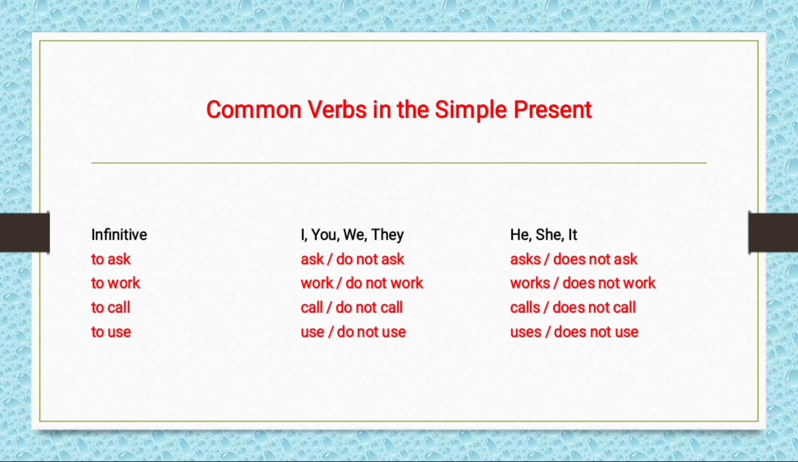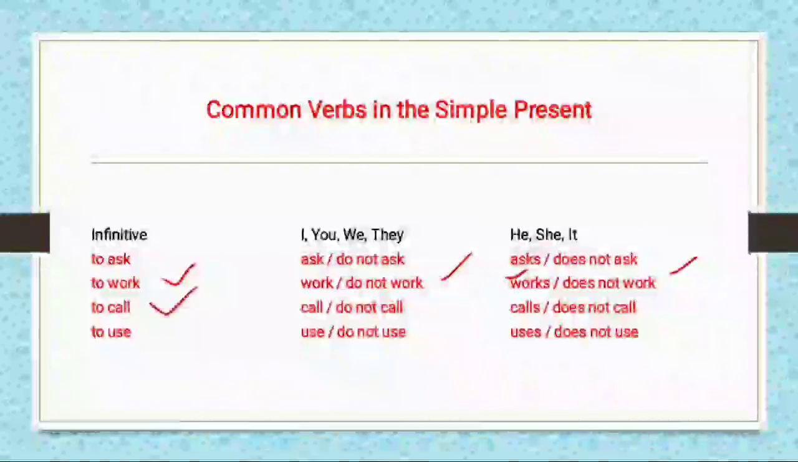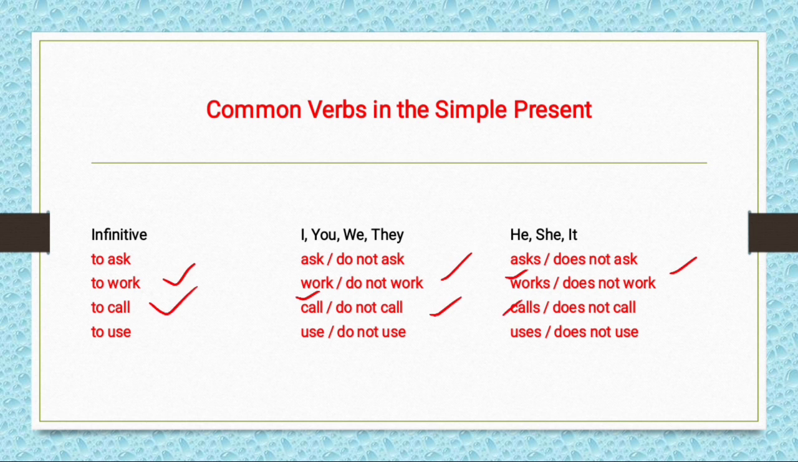Common verbs in the simple present. To ask, don't ask. With I, you, we, they, we use do. And asks is used with he, she, it. And does not ask is used again with he, she, it. Does is used with he, she, it. The same with to work: don't work; with he, she, it: works, doesn't work. To call: do not call, calls, doesn't call, does not call. To use: do not use, uses, does not use.